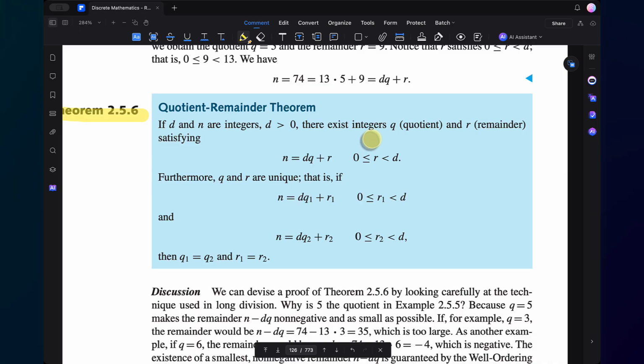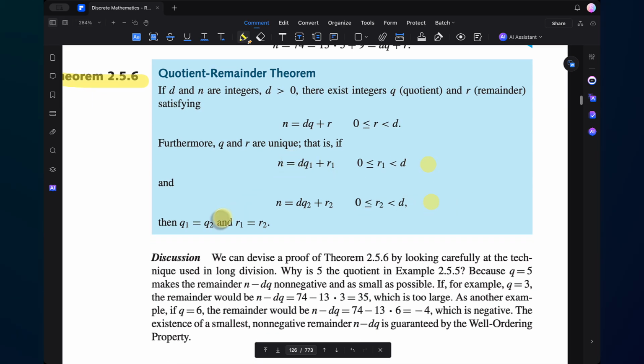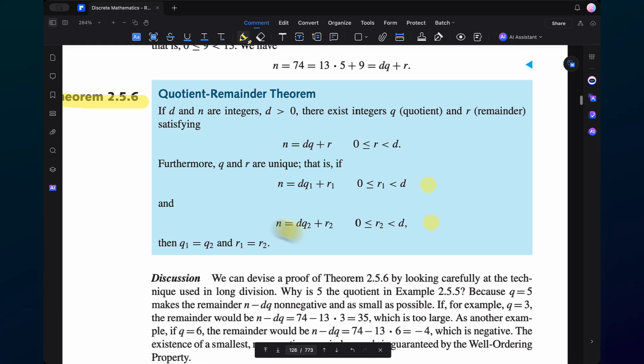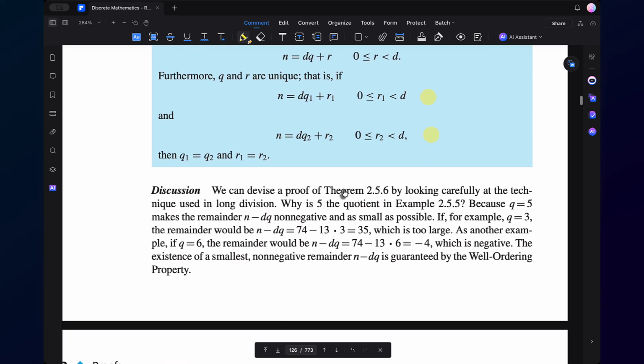That is, if n is equal to this, and if n is equal to this, in other words you found 2 solutions, it turns out there's really only 1 solution. I'm not going to go through the proof of that, but you want to become familiar with this because we're going to be using it time and time again.